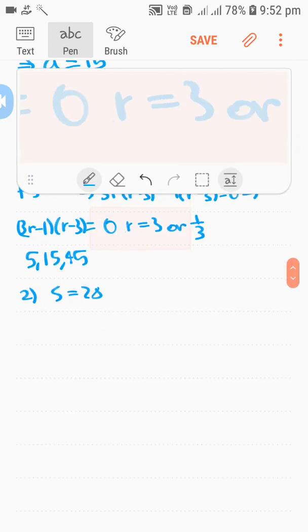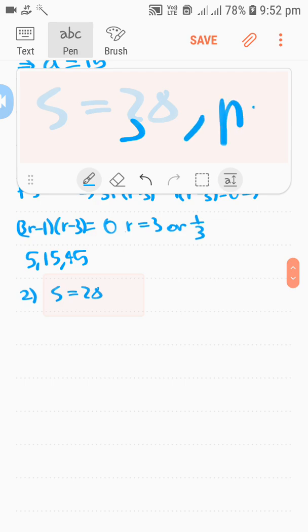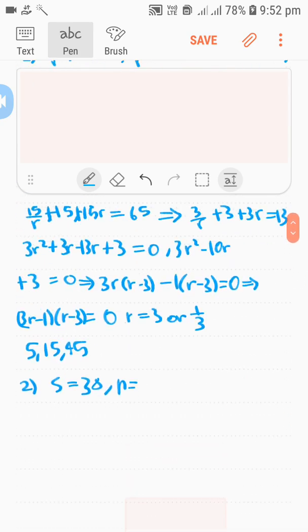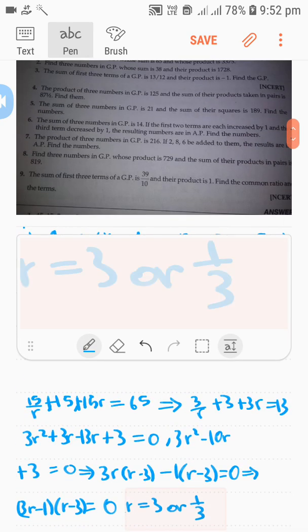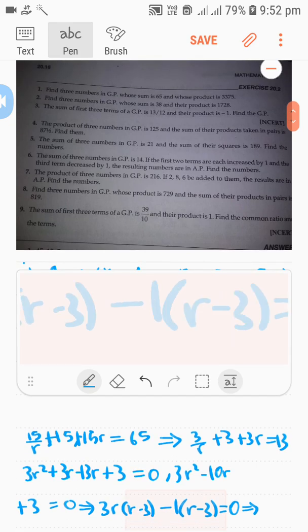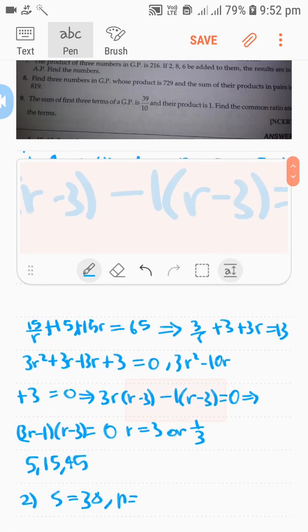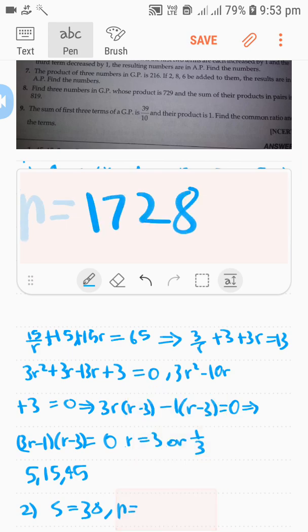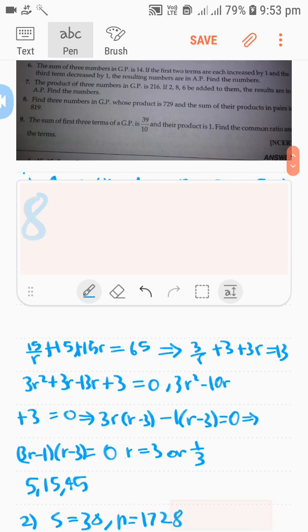38. Okay, 38. So the sum is 38 and the product is, just going to see, because I forgot the product. Okay, so where is it? Second question. 38 and the product is 1728. Okay, nice. So the product is 1728.